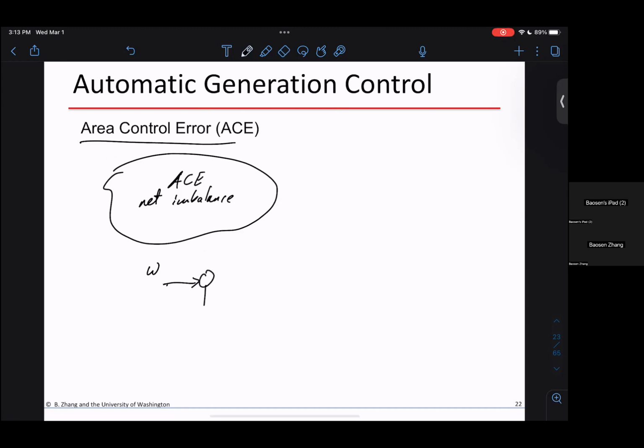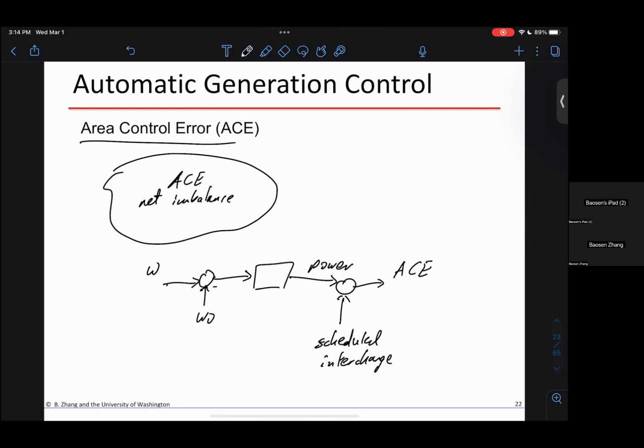This gets subtracted from the nominal frequency. This goes in the box, and this converts into power, so area control error is in terms of power. You measure your frequency, in terms of, let's say, hertz or radians per second, you multiply by a constant to get into power. You add something to this, which is your scheduled interchange, so how much you're supposed to get from the other area. The output is the area control error.